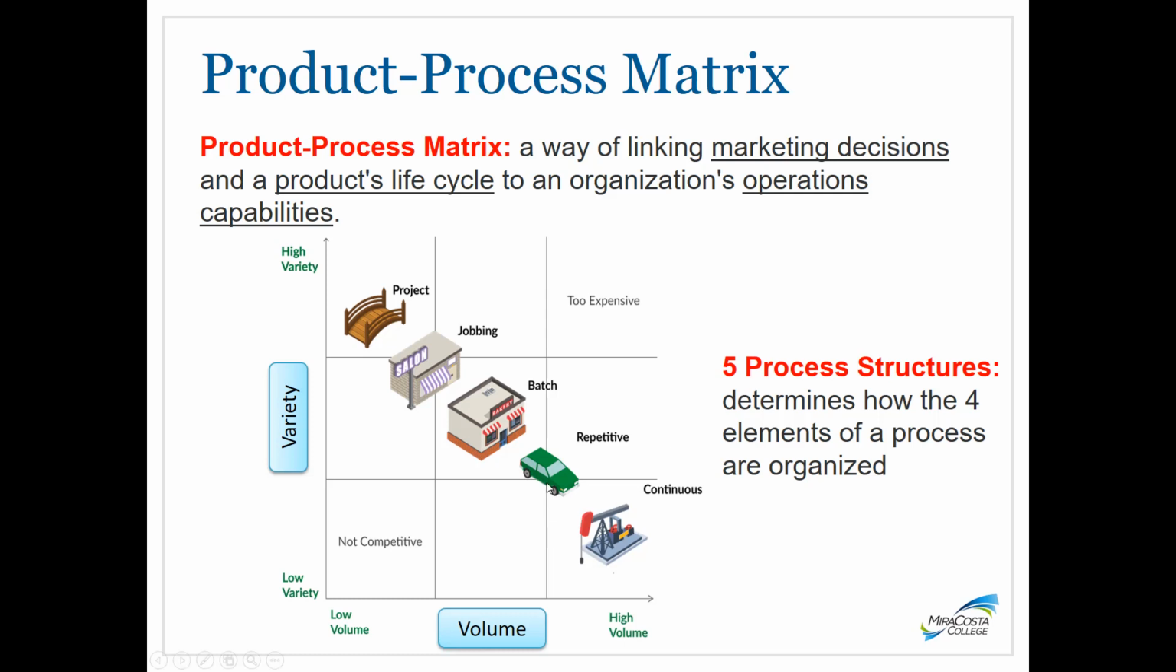Now, with repetitive process, this is where we've got medium to high volume and medium to low variety. Think appliances, manufacturing automobiles, or even buffet restaurants. And then down here with high volume but low variety are oil refineries, chemical plants, and bottling factories. So we're making a lot of the same thing.